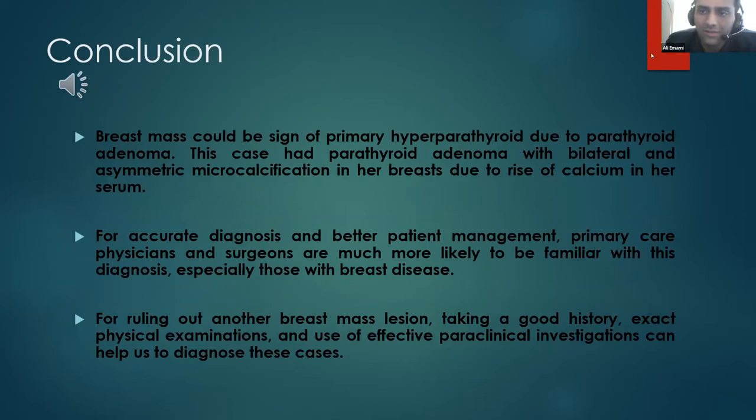Breast masses should be a sign of primary hyperparathyroidism due to a parathyroid adenoma. This case had parathyroid adenoma with bilateral and asymmetric microcalcification in her breast due to the rise of calcium in her serum. For accurate diagnosis and better patient management, primary care physicians and surgeons should be familiar with this diagnosis, especially those with breast disease. For ruling out other breast mass lesions, taking good history, physical examination, and use of effective paraclinical investigation can help us to diagnose these cases. Thank you for your attention.